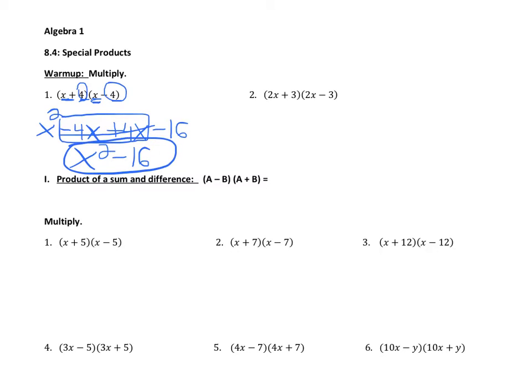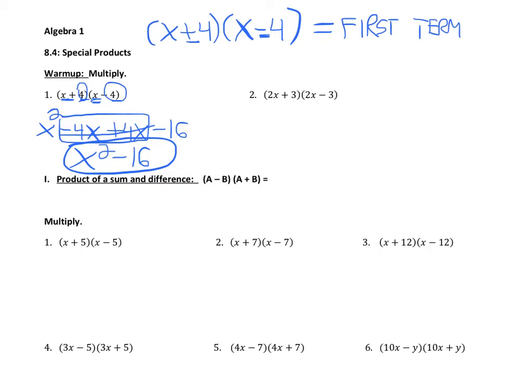Alright, that is always going to happen. Now this was the original problem, x plus 4 times the quantity x minus 4. Here's the shortcut for it. If you ever have the same terms, and in this we have x and we have 4, but one has a plus and the other has a minus, the middle terms, the inner and the outer terms, are always going to cancel out. So if you just look at the first term, this is basically what it's going to equal: the first term squared, minus the second term squared.